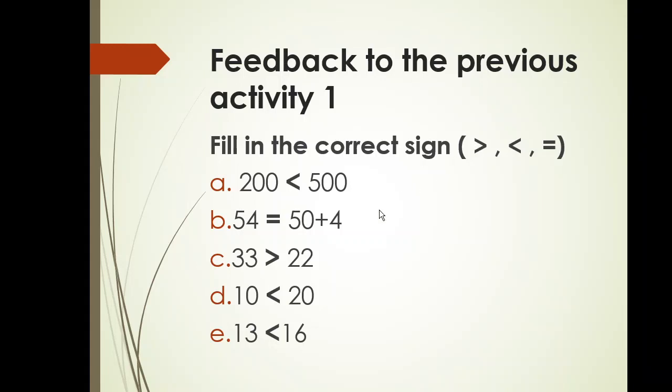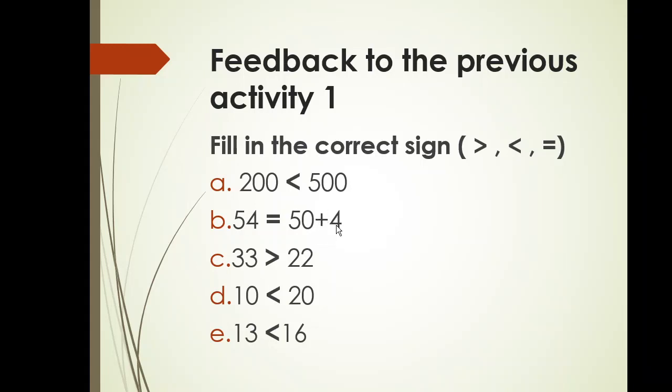Okay, at A we have 200 and 500. So our tip must be facing 200 because it is the smaller number, and then our mouth must be facing 500. And then we read as follows: 200 is less than 500.